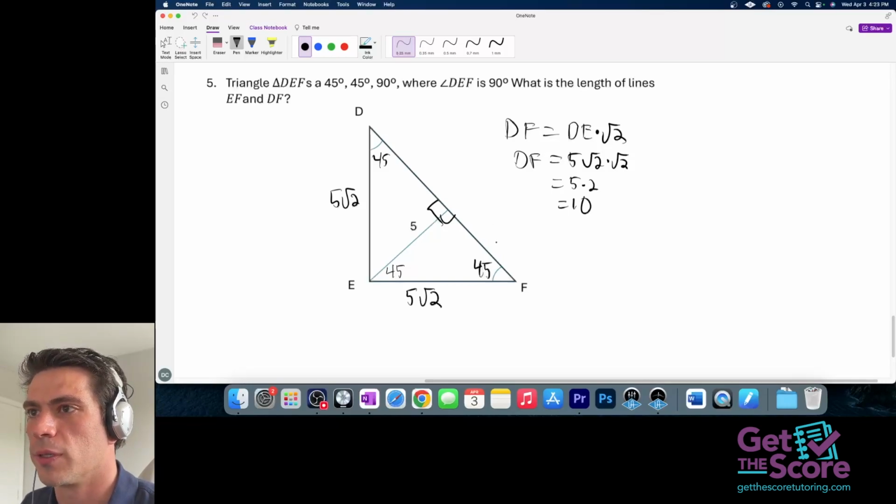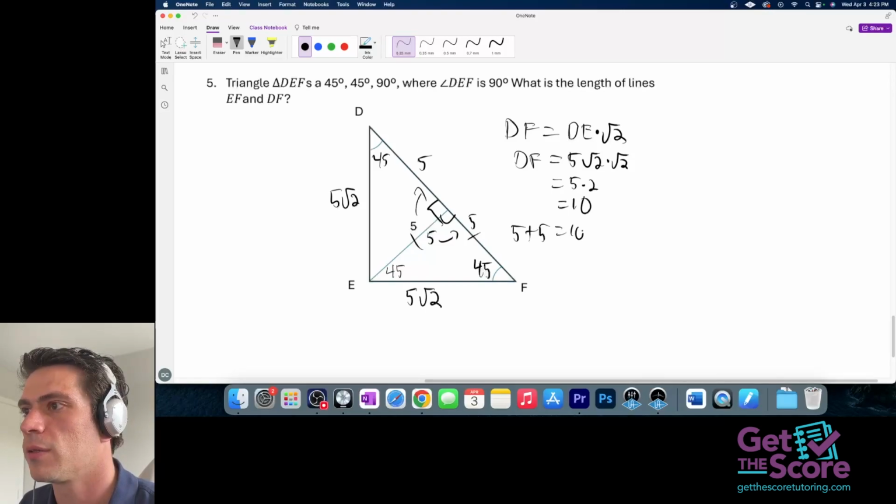Another thing I wanted to mention quickly here was to find this DF, you could have easily just taken this 5 and worked your way around the triangle here, since these sides are equivalent, they're both 45s. So you would have just got 5 plus 5 equals 10.